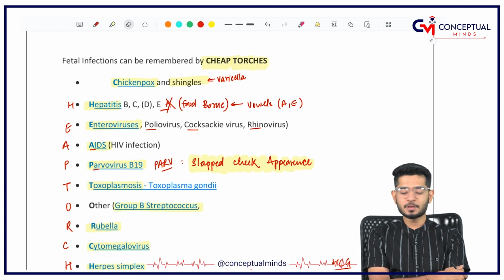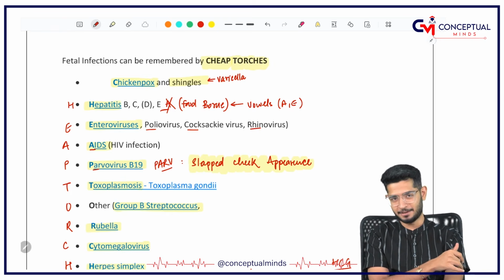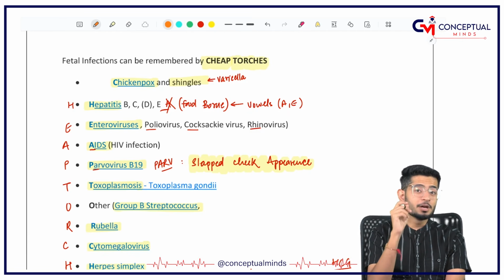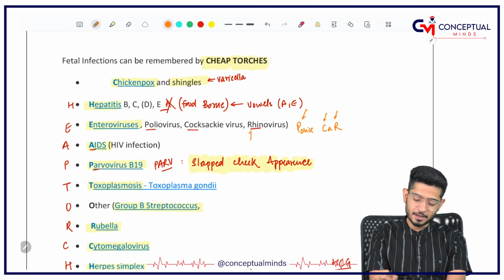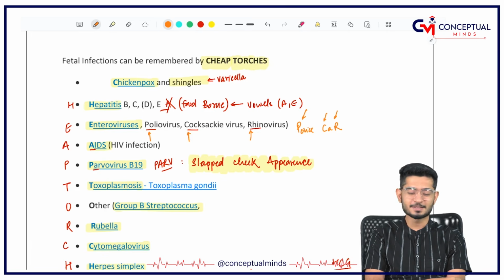So remember, very important thing, whenever you are entering in a wrong lane, there will be the police car waiting for you. So P, C and R. So rhinovirus, echovirus, and poliovirus, PCR. These are the important, this is the important mnemonic. Enterovirus, this is very important.